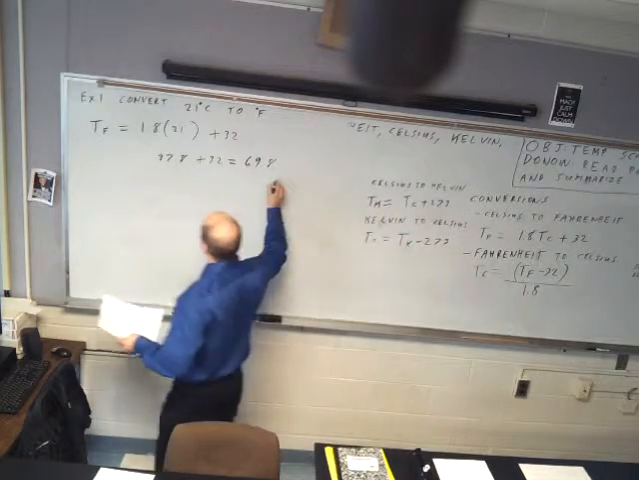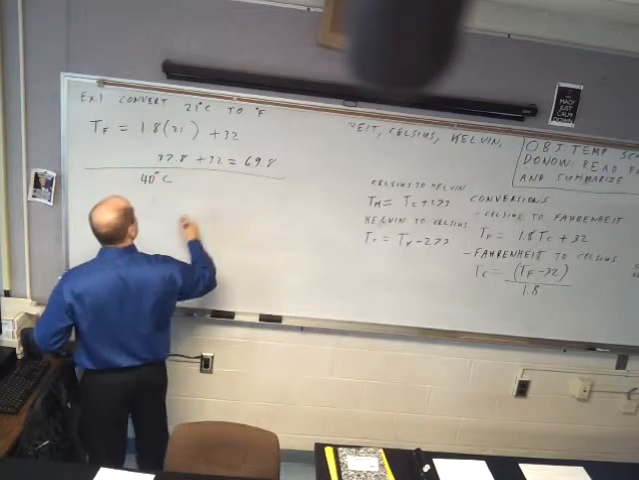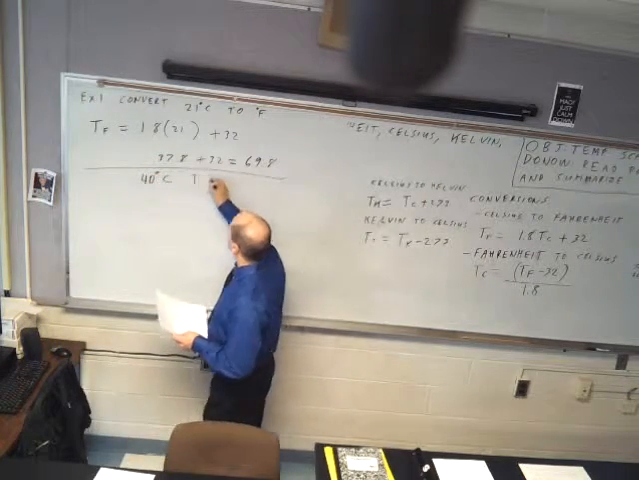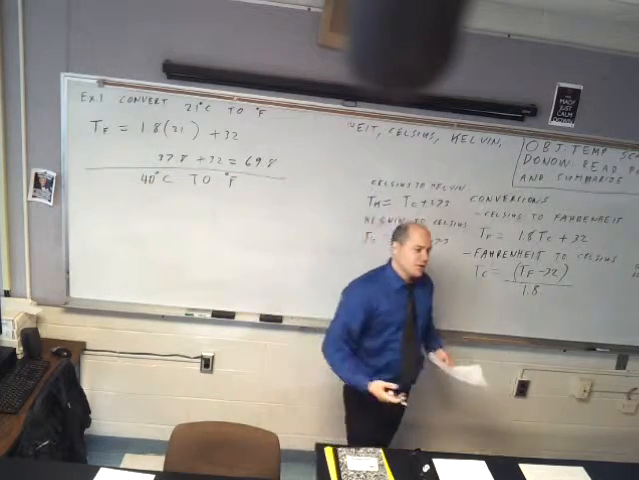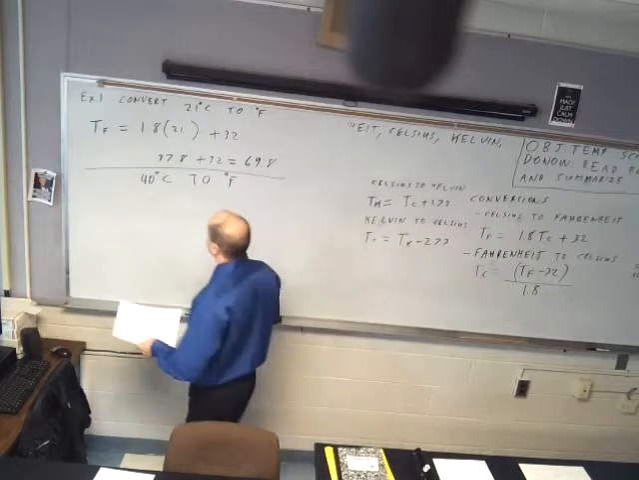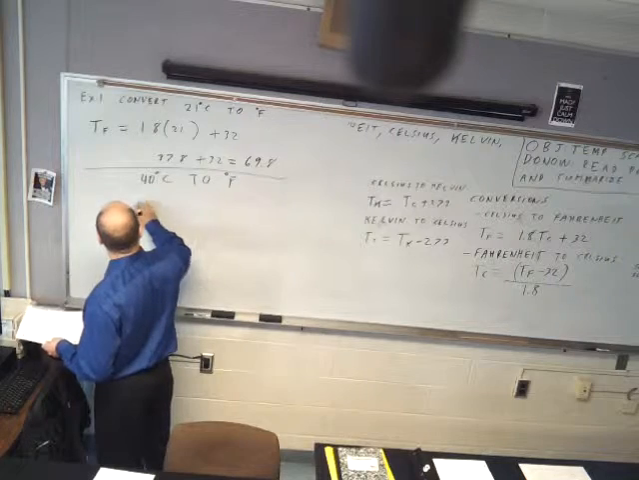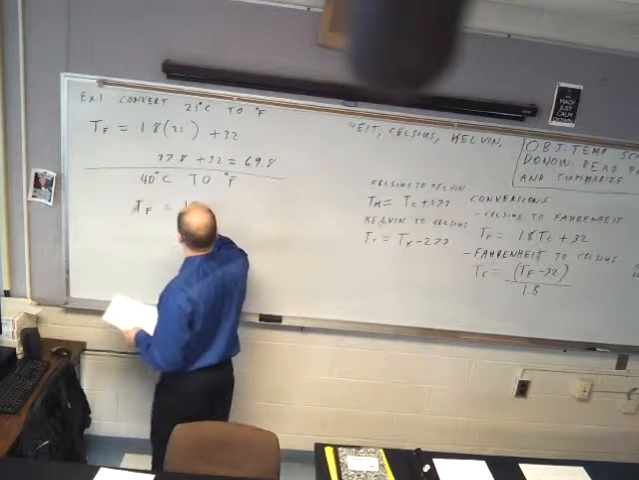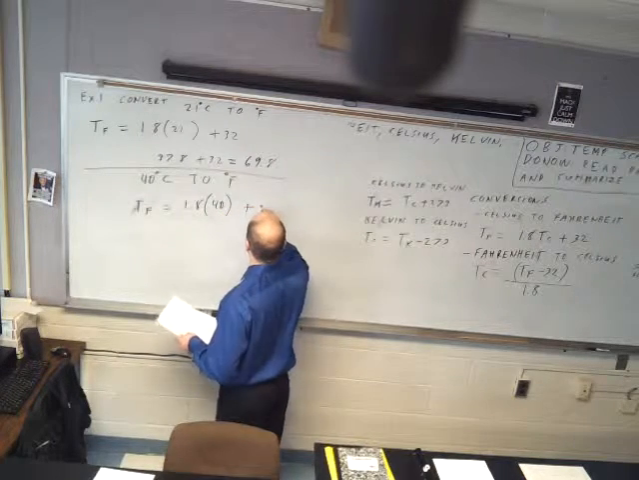Let's do another one with Celsius. Let's do 40 degrees Celsius to Fahrenheit. 40 would be a pretty hot day in Celsius, like in the summertime at the hottest part of the day. So TF equals 1.8 times 40 degrees plus 32.